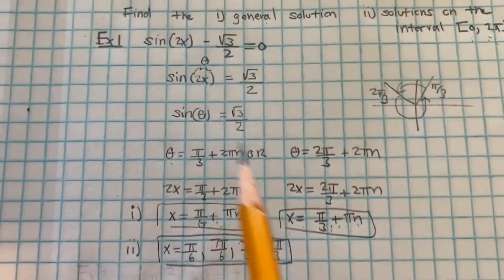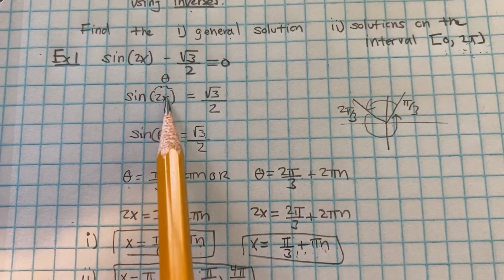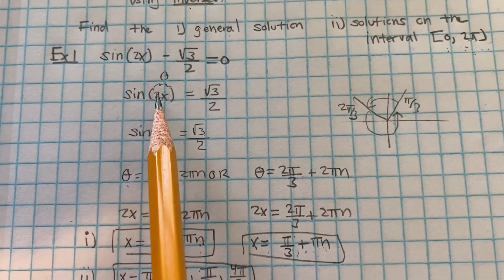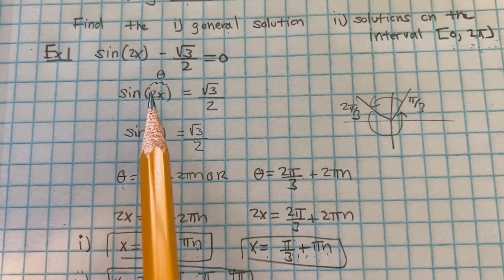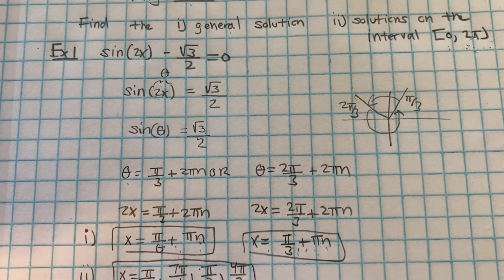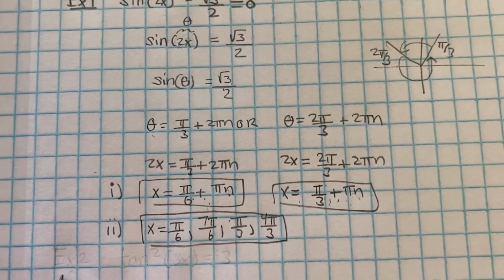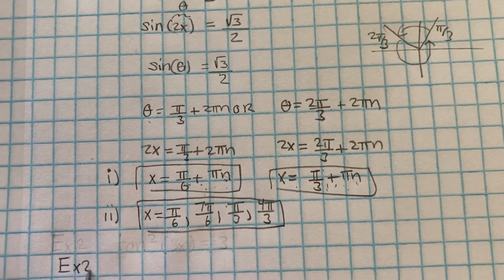Okay, so again, this is called the multiple angle equation because there's an argument that's not just x. So if you have like 2x plus 1, 3x, whatever, that's called the multiple angle equation. You're going to get multiple solutions. Okay, so I'm going to move on to example 2 over here. I had it here, but I kind of erased it.